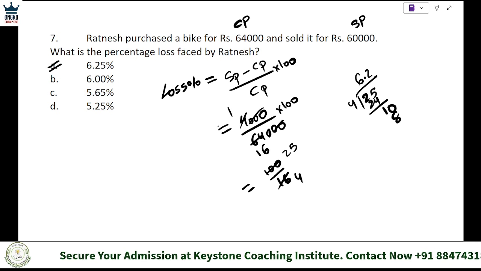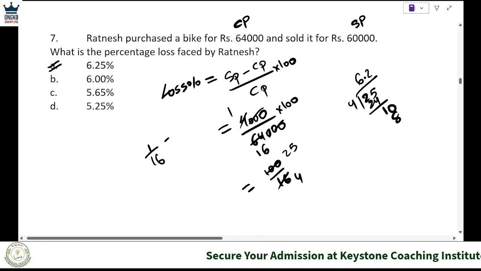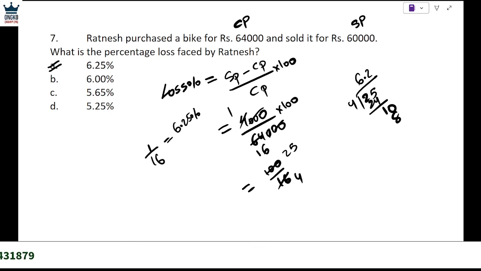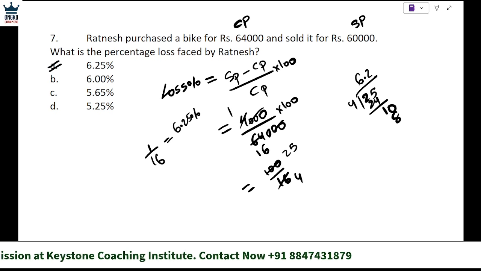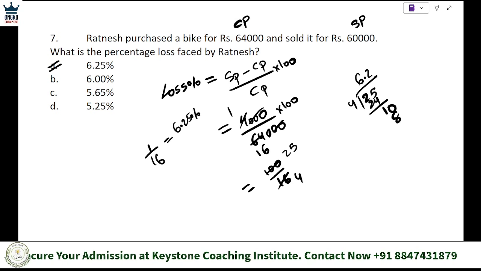But if you're familiar with fractions, 1 by 16 in terms of percentage is nothing but 6.25. So it's up to you. If you're familiar with the fractions, then no worries. Otherwise, you have to do the division.